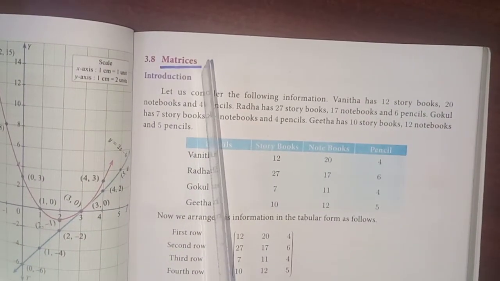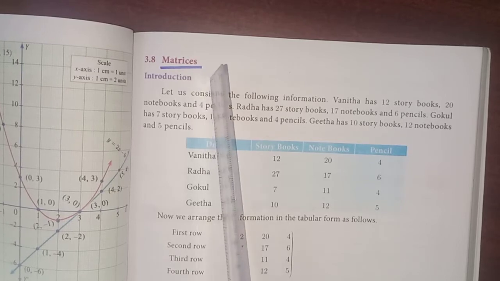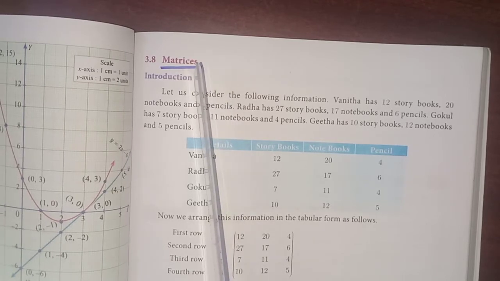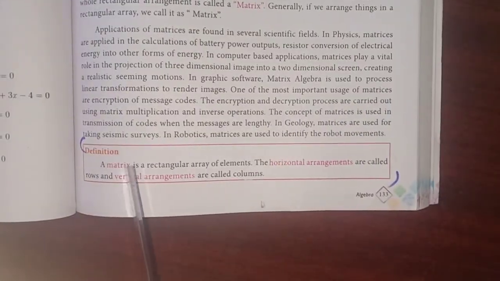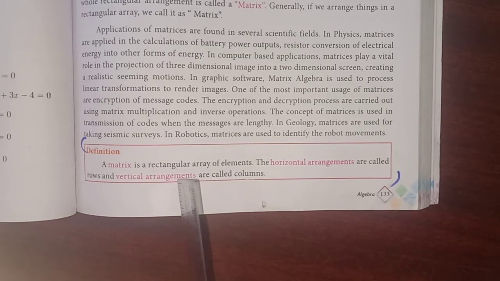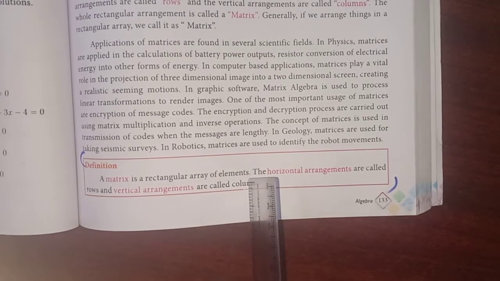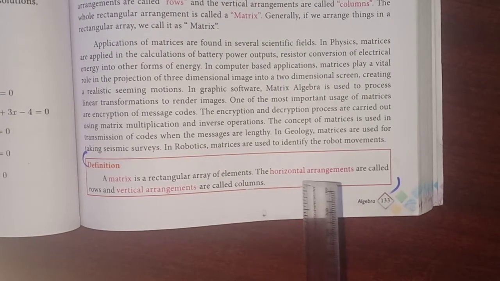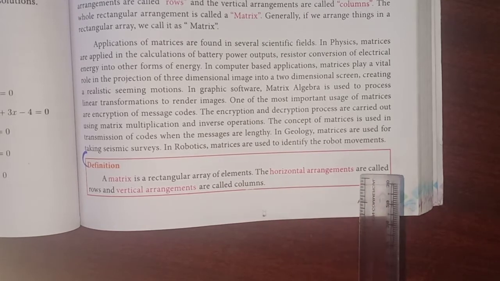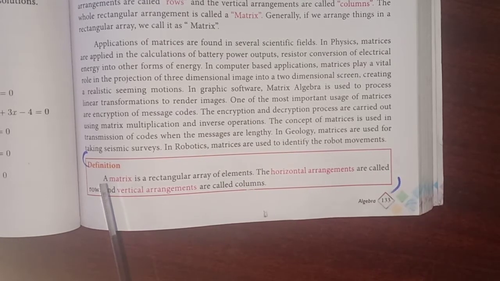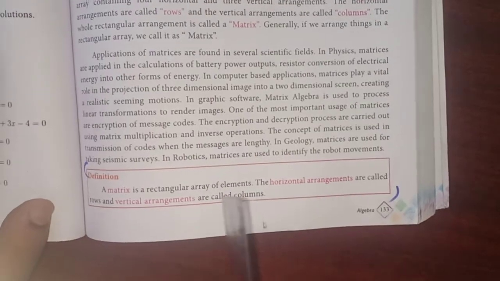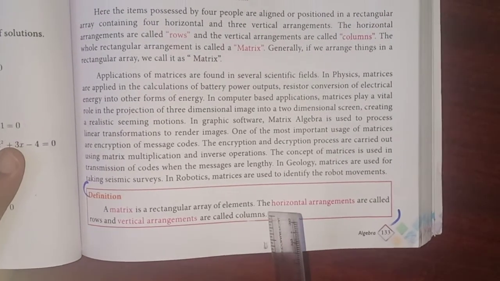Now we are going to discuss about matrices. What do you mean by matrix? A matrix is a rectangular array of elements. The horizontal arrangements are called rows and the vertical arrangements are called columns.